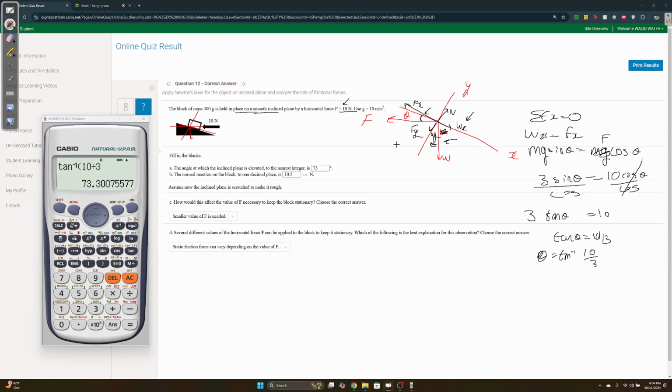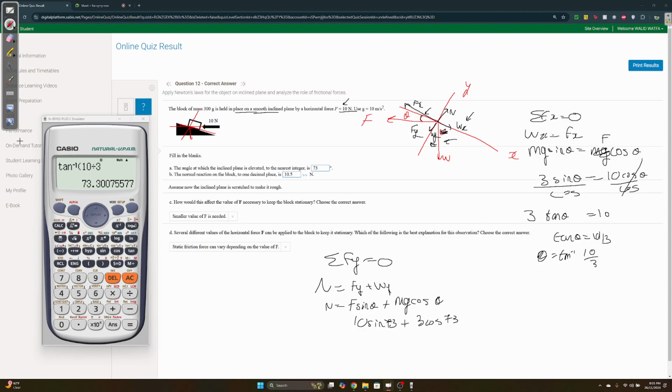Okay, the normal reaction on the block is how much? Again, you're just going to use sigma Fy is equal to 0. N is going to be equal to what? You have the Fy and you have Wy, right? So N is equal to Fy plus Wy. Fy is F sine theta. Why sine? Because for F, the angle is with the horizontal. And Wy would be mg cosine theta. Why cosine? Because the angle is with the vertical. So F sine theta, 10 sine 73, plus mg cosine theta, so 3 cosine 73.